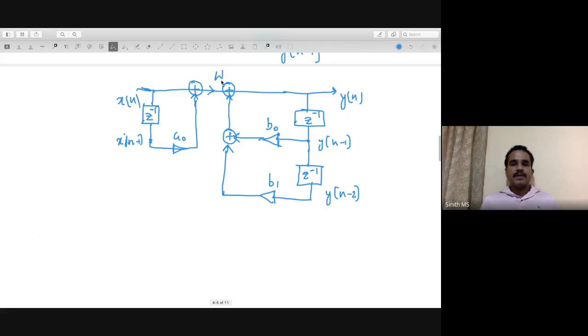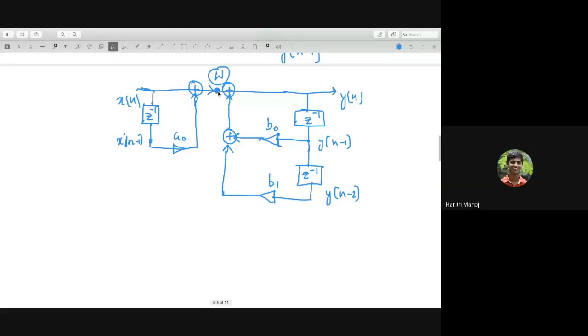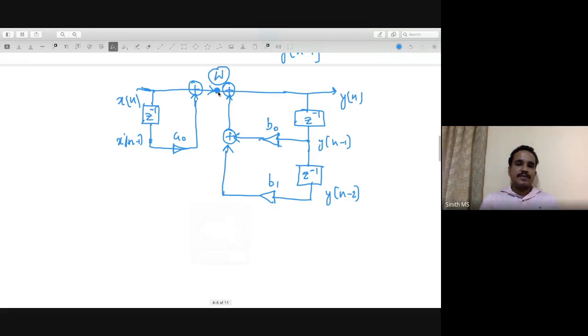Somebody unmute and tell what will be this W point. What will be the signal at W? x[n] plus a0 x[n-1]. Very good. At W, the signal that you have is x[n] plus a0 x[n-1].